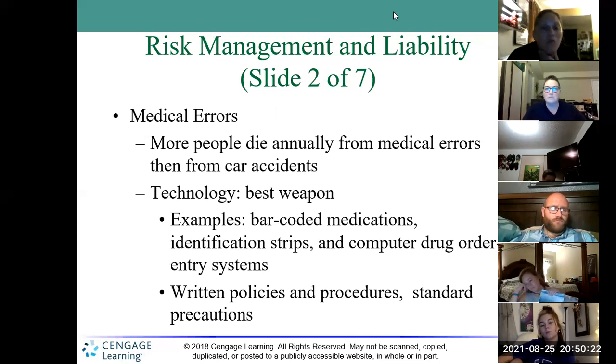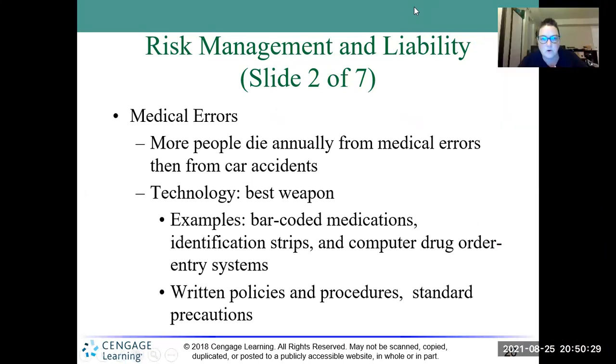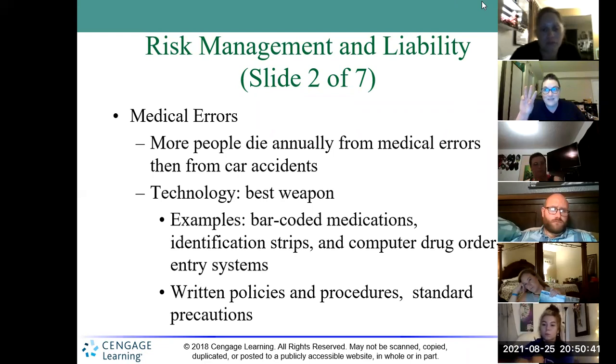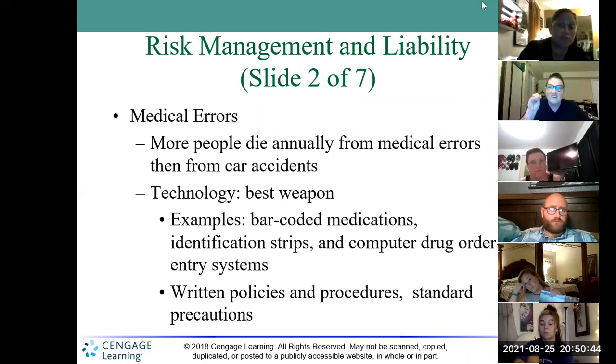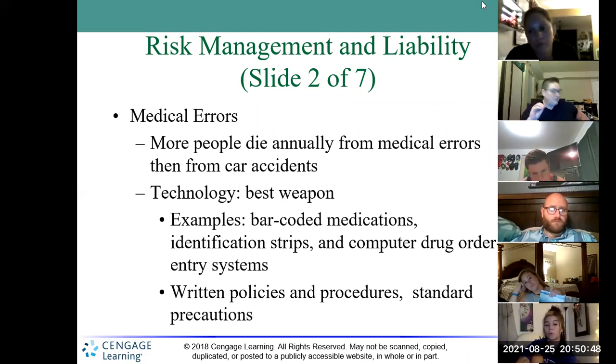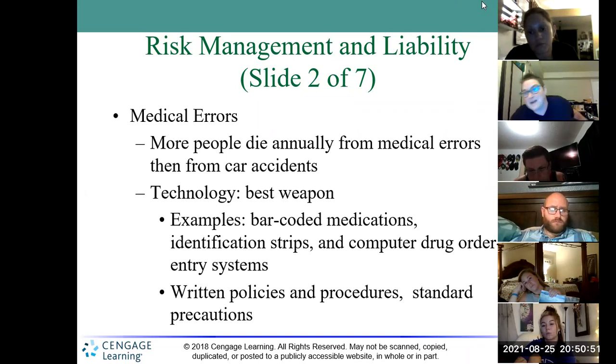Medical errors. This slide was not complete. It says more people die annually from medical errors than from car accidents. Not only car accidents, because I read the chapter today, but car accidents, AIDS, and breast cancer combined. So more people die from medical errors than from all three of those combined. If I remember, it made it like number 8 on the list of causes of death. So medical errors are huge.